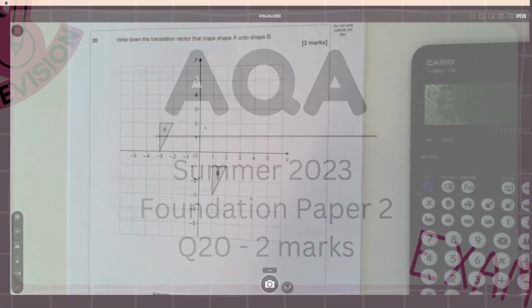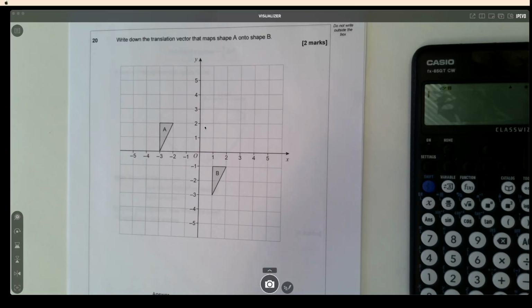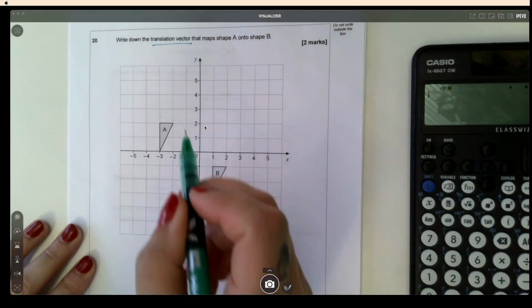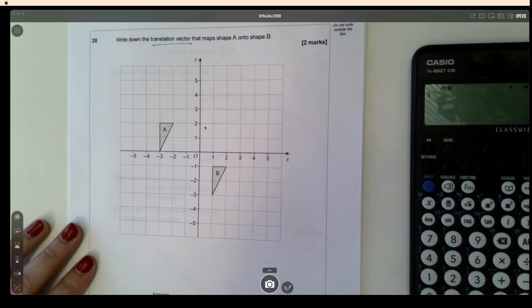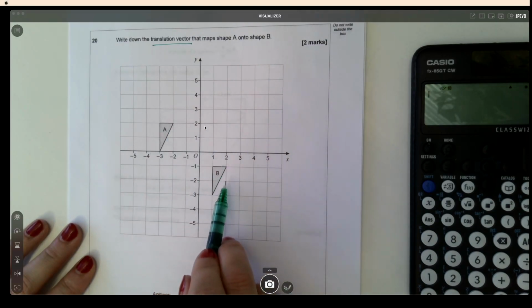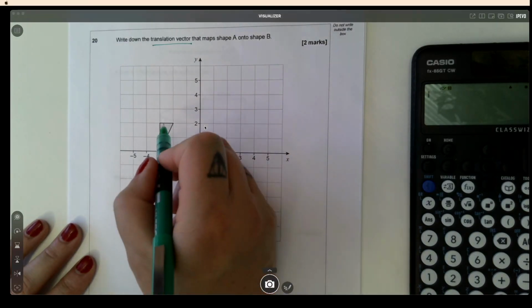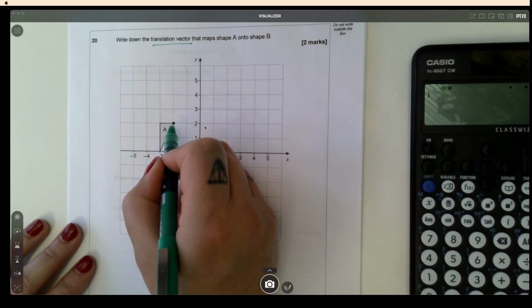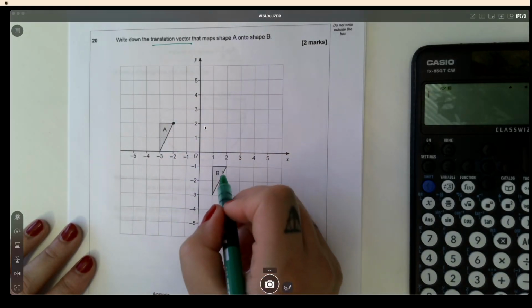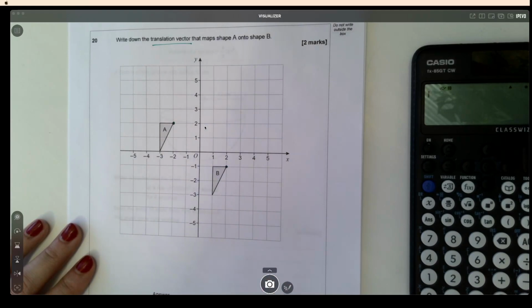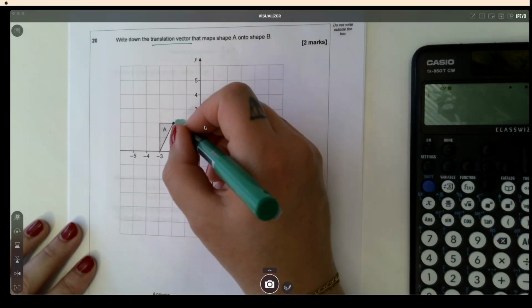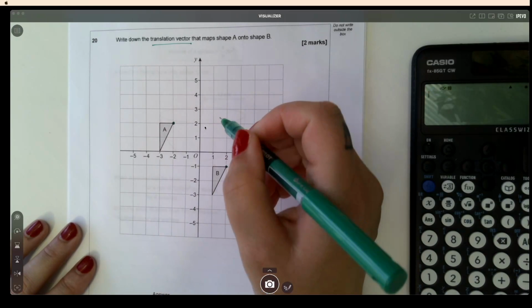Question 20. Write down the translation vector that maps shape A onto shape B. So we're going from shape A to shape B. So I'm going to find a vertex, a corner of the shape, find the corresponding corner on the new shape that we're mapping it to, and now I'm just going to plot the journey. So I want to see how far along it's gone. So I'm aiming to get to here, directly opposite.